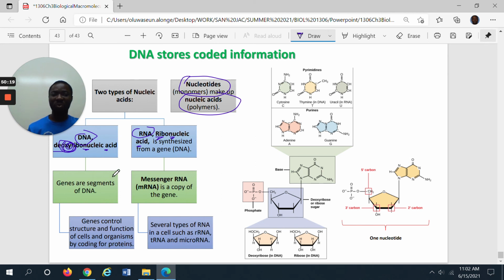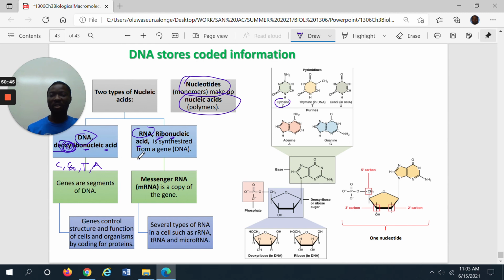Another thing I want to tell you here that I don't have on the slide is that DNA consists of some bases, and the names of the bases are cytosine. So DNA has cytosine C, it has guanine G, it has thymine, and it has adenine.